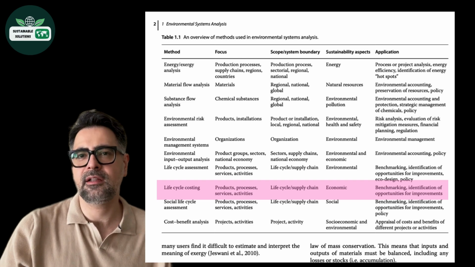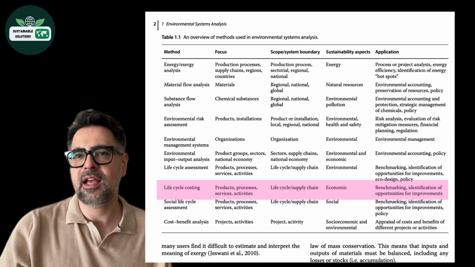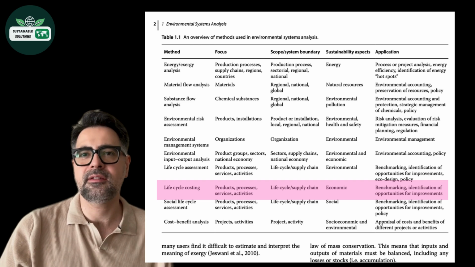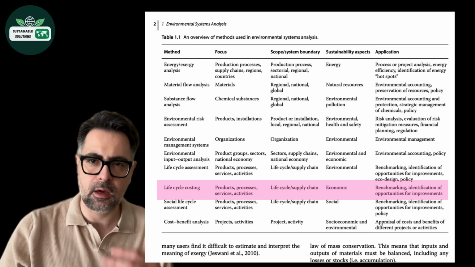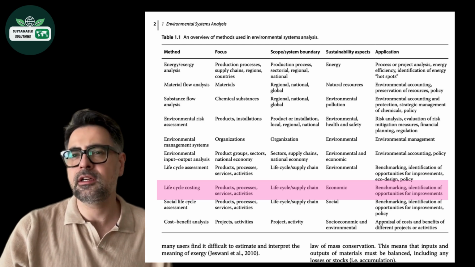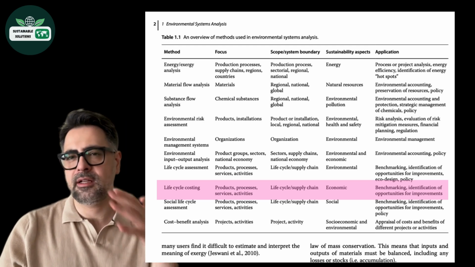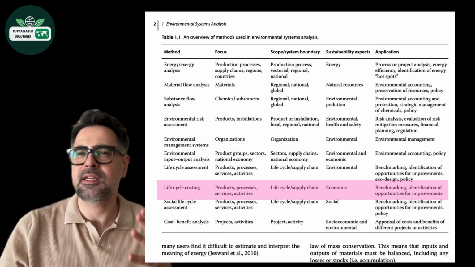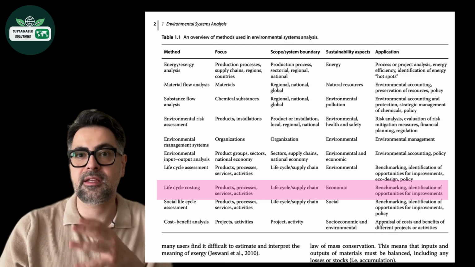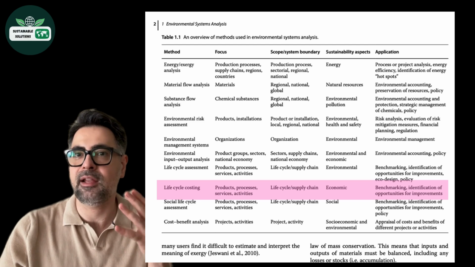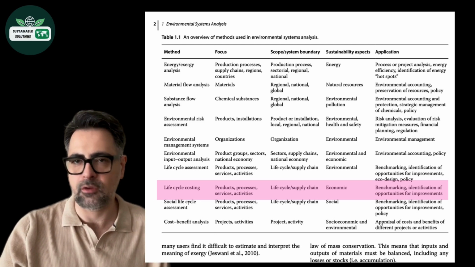Seven is life cycle costing, LCC. Think of LCC as the economic cousin of LCA. It tracks the total cost of a product or process over its entire life cycle. It includes both direct costs and sometimes externalities like environmental damage. LCC can be used alongside LCA to evaluate eco-efficiency, balancing cost and environmental performance.